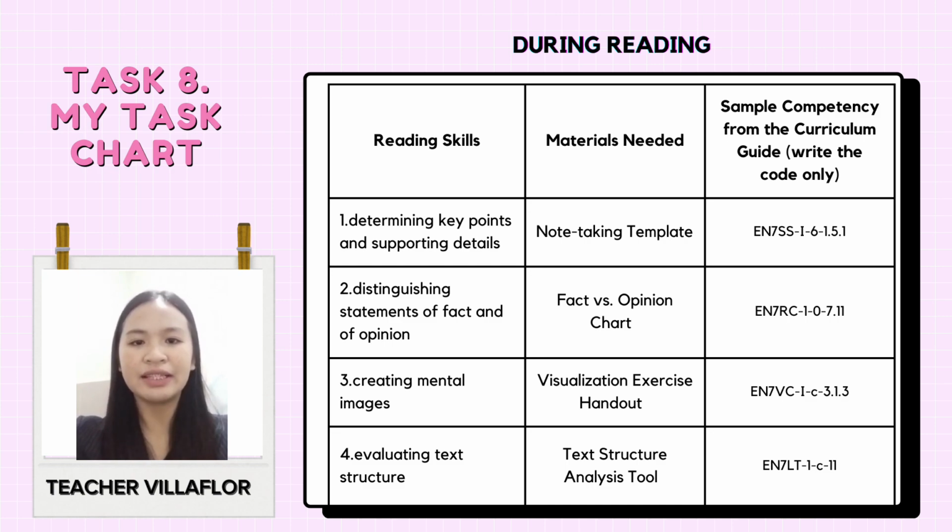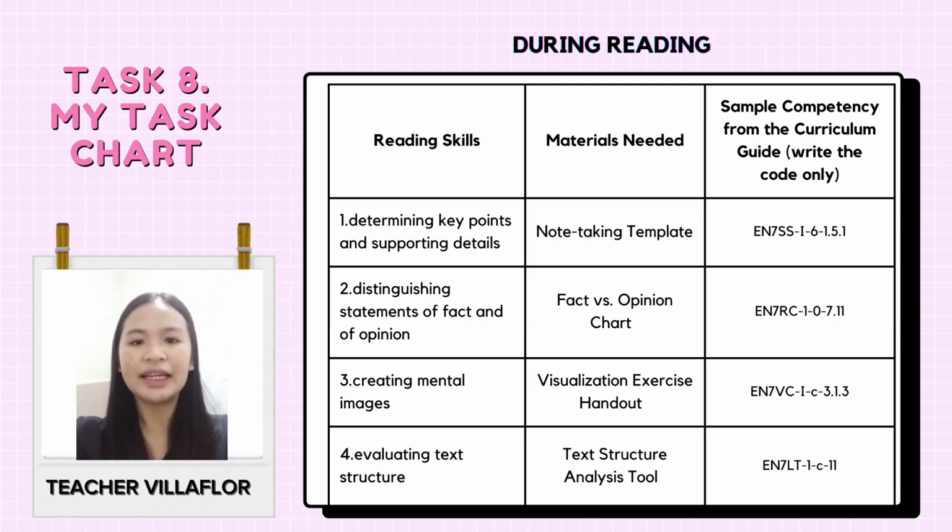Number 3, reading skill: creating mental images. The materials needed: visualization exercise handout. The sample competency from the curriculum guide is EN7BC-I-C-3.1.3. Creating mental images enhances comprehension and retention. A visualization exercise encourages students to picture the content, making the reading experience more engaging and memorable. This curriculum code emphasizes the role of imagination in understanding and interpreting text.